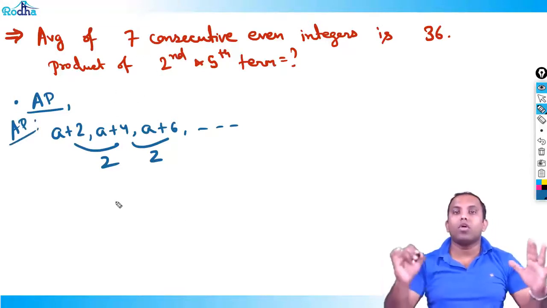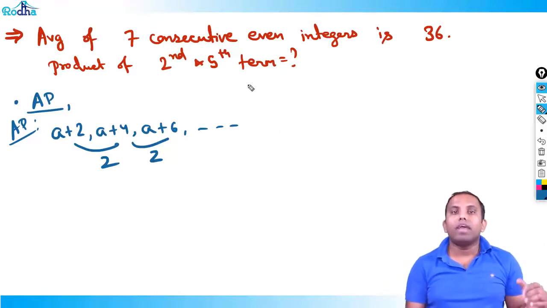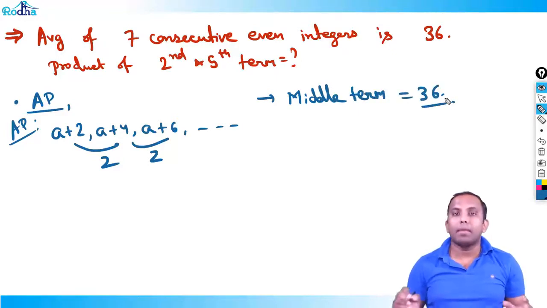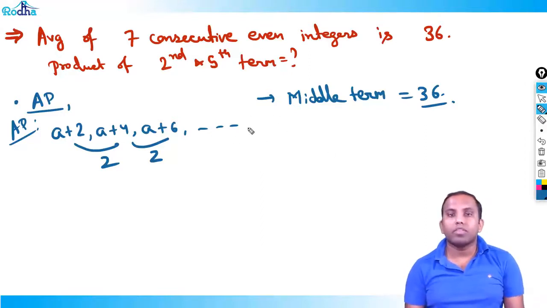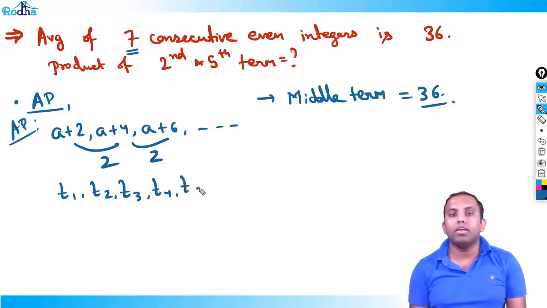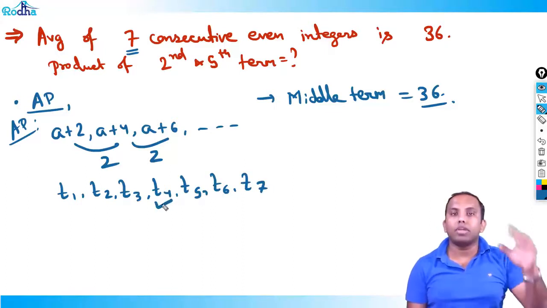So there are 7 consecutive integers, right? What is the average of an AP? The average of an AP is the middle term. That basically means the middle term of this series is 36. In AP, average is the middle term. So there are 7 terms here, from T1 to T7. Just think in your mind, which is the middle term? Middle term is T4. That can be calculated in your mind also.